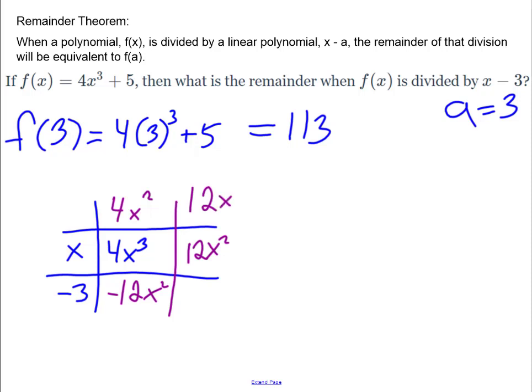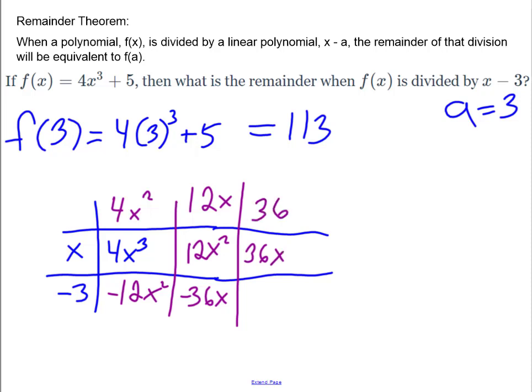So down here I'm going to get negative 36x. And extending out my lines, I know that I also need to have no x terms, so I must have positive 36x here, so that must be 36 up here. And then I have 36 times negative 3, or negative 108. And remember that I find my remainder as what I started with, 5, minus what I calculated, which is negative 108. Remember that minus minus is plus, so I get a remainder of 113.